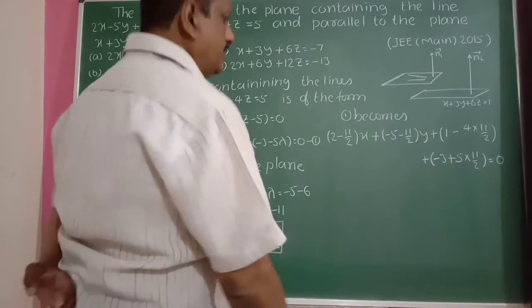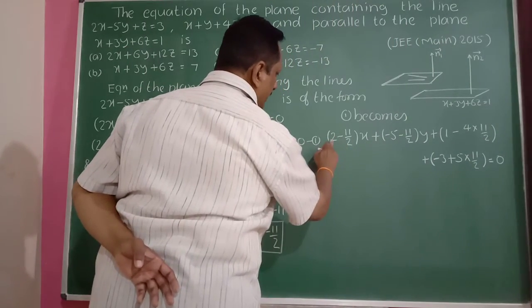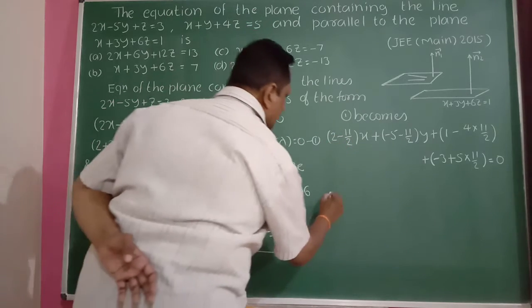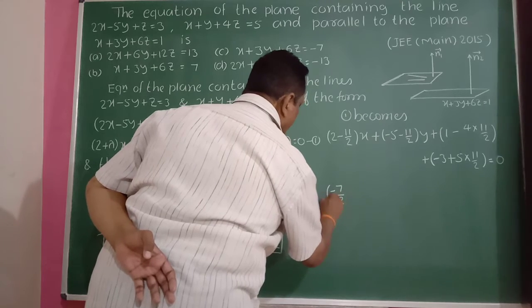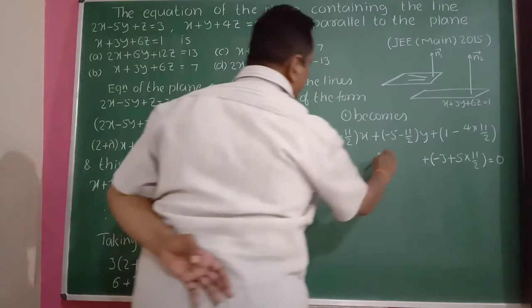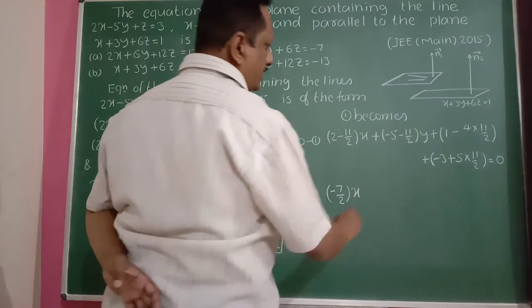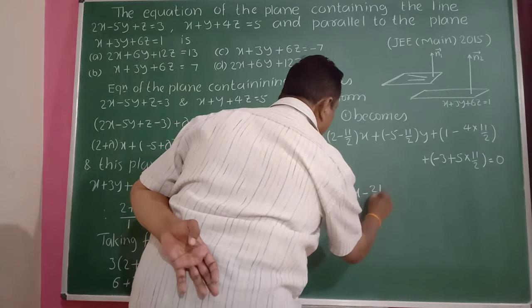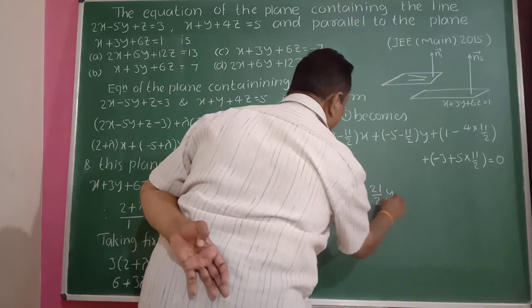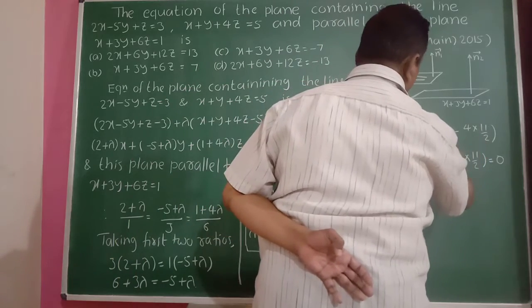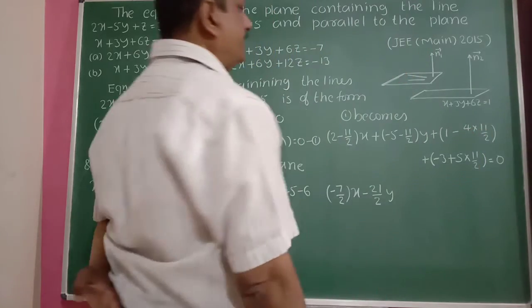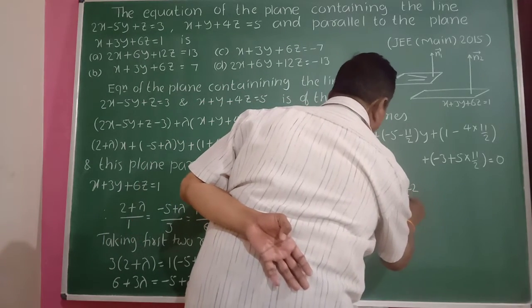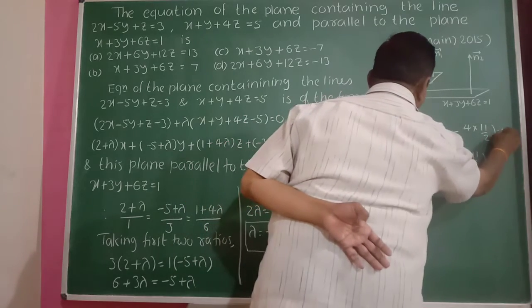Then 2 is the LCM here. 2 twos are 4, then 4 minus 11 is minus of 7, so minus of 7 upon 2 into x. Then 5 twos are 10, minus 10 minus 11 is minus 21, so minus of 21 divided by 2 into y. Then 2 ones are 2, so 44, 11 fours are 44, so 2 minus 44 is minus of 42. Minus of 42 divided by 2 into z.